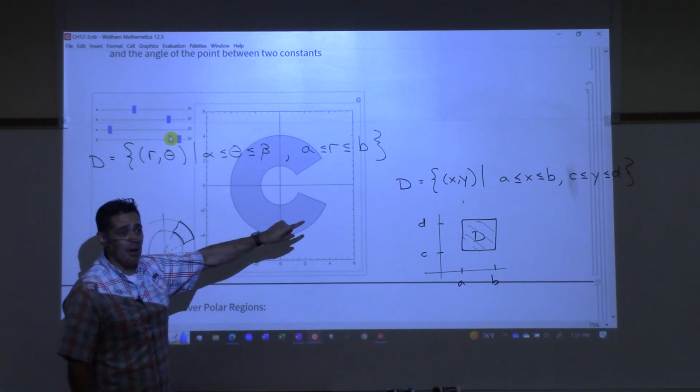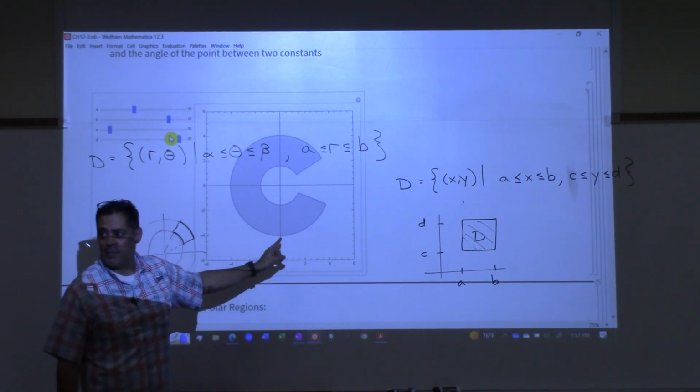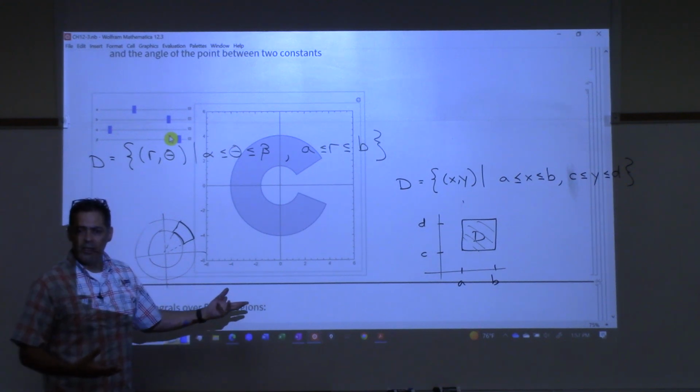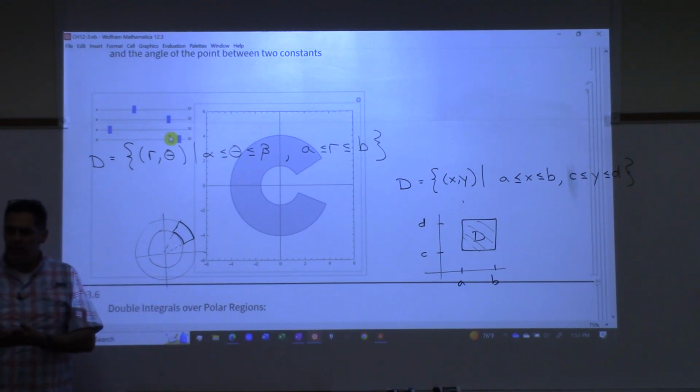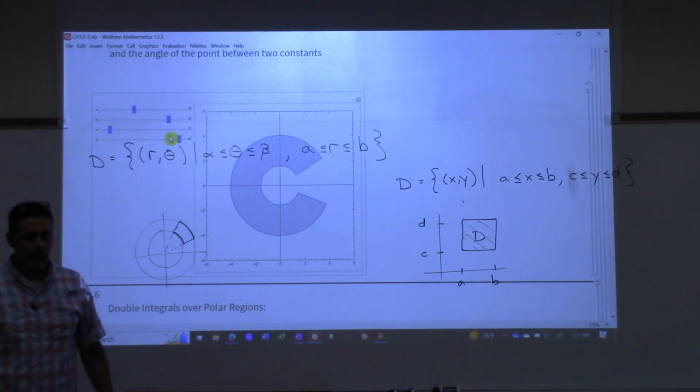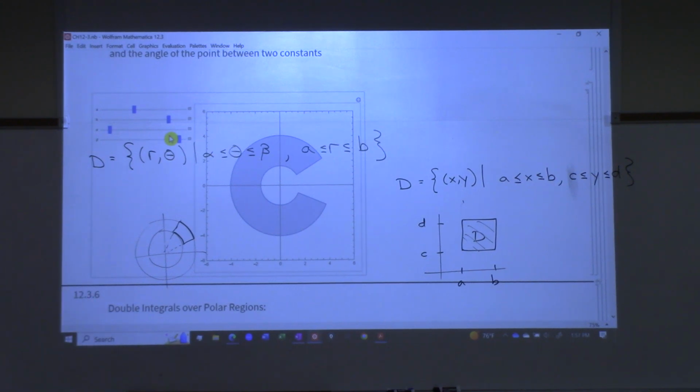It's not a Cartesian rectangle, but it's a polar rectangle because in polar coordinates, your two variables are both trapped between constants. Yes? You can still multiply by two sides. Oh, no, no, no.